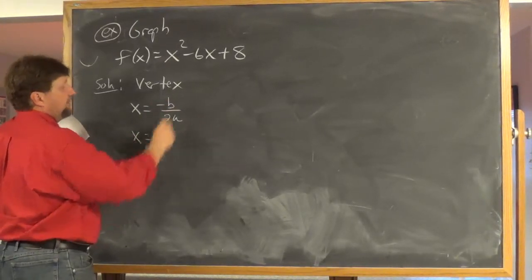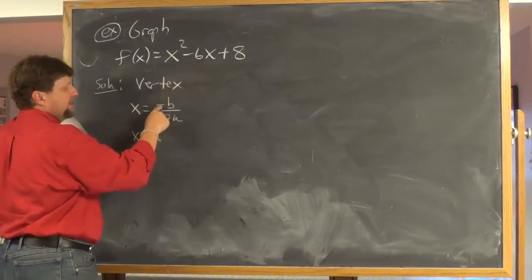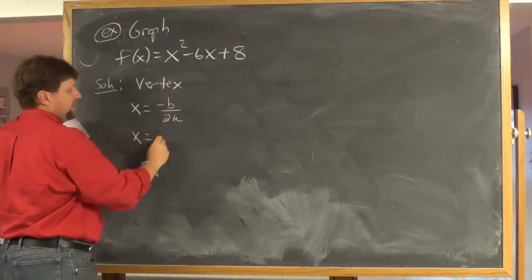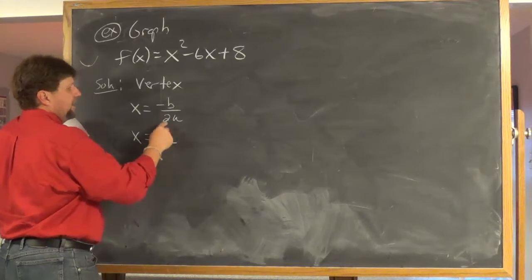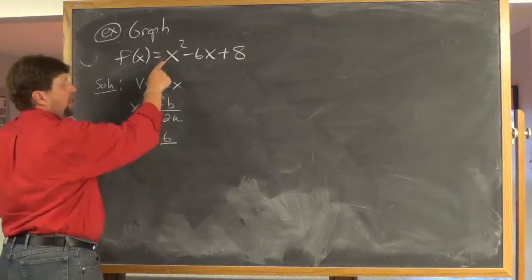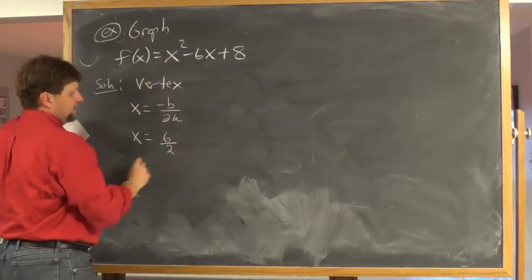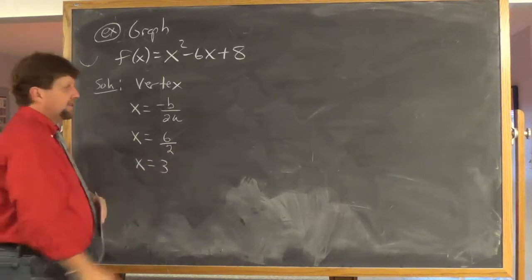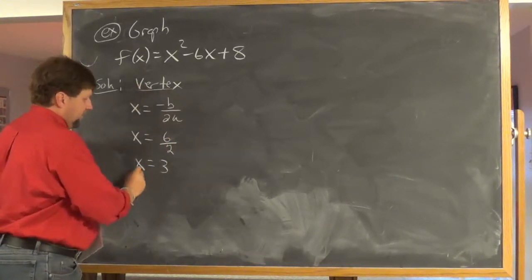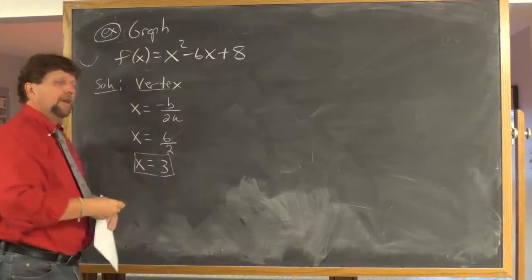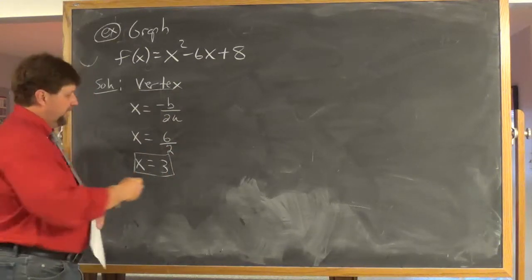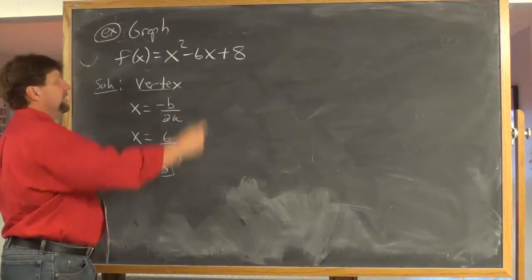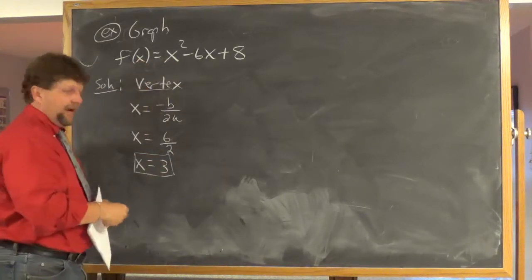So for this problem, b is negative 6. So the opposite of negative 6 is positive 6, over 2 times 1, a is 1. So it's 6 over 2. The x-coordinate of the vertex is 3. To get the y-coordinate, you take this value and toss it into the function for x.